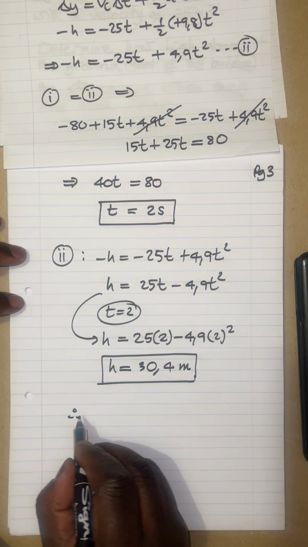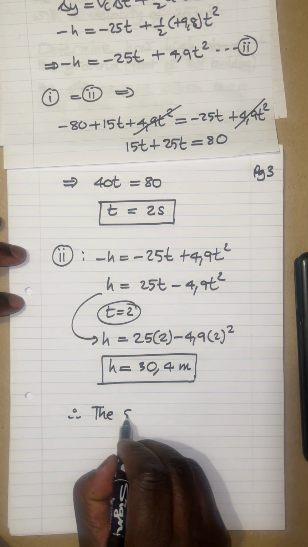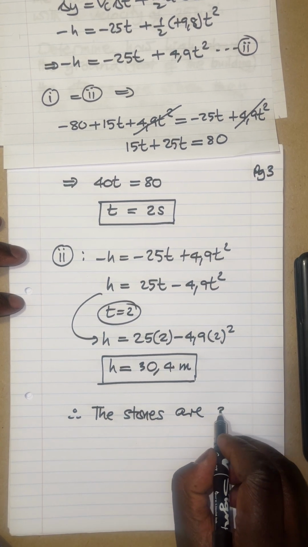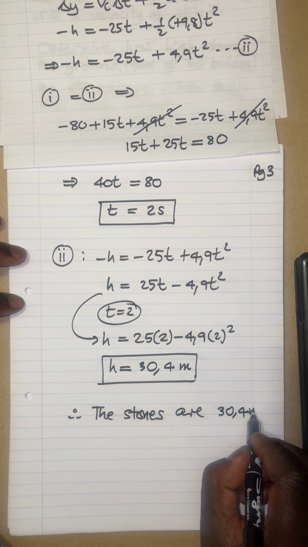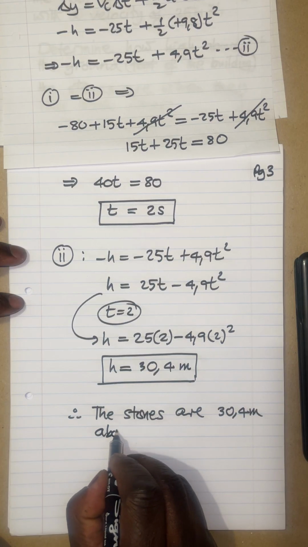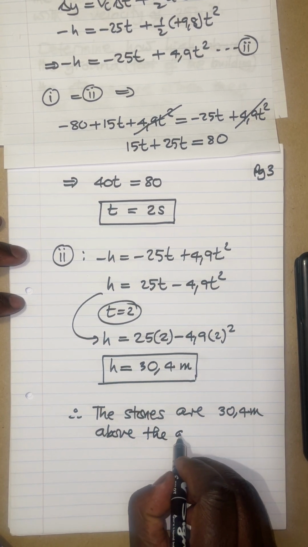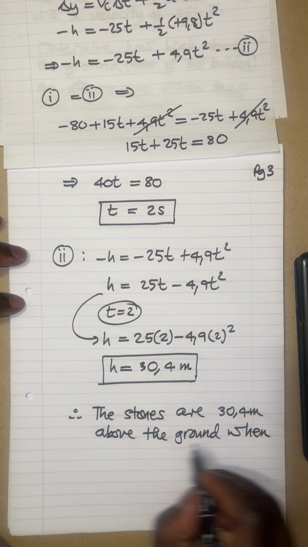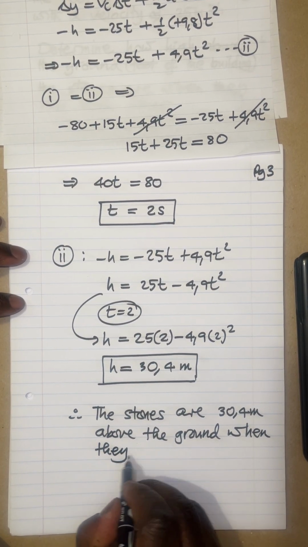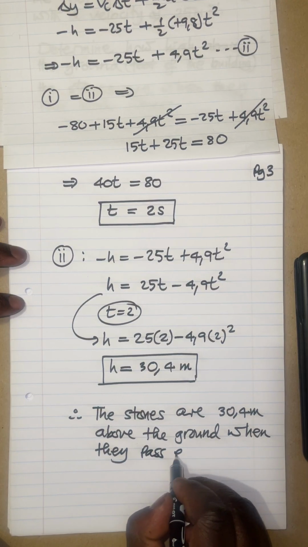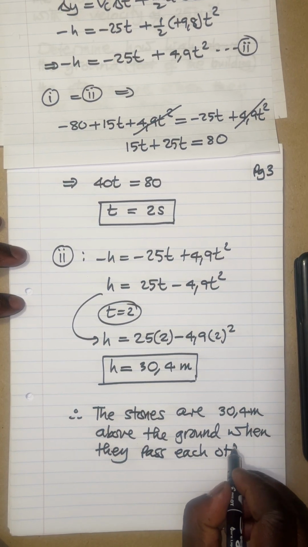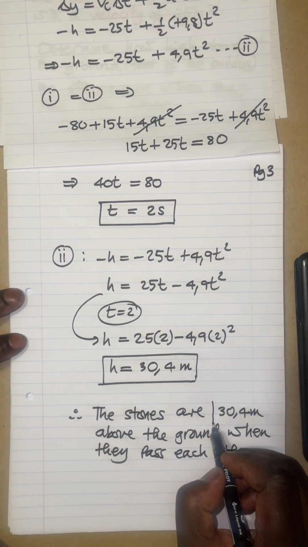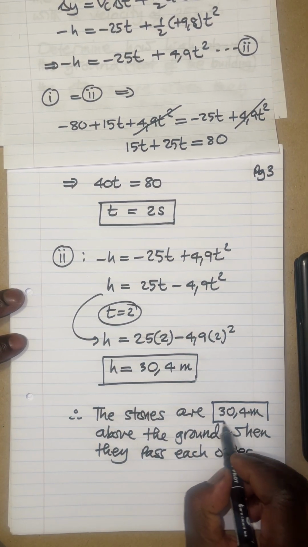The conclusion is, therefore, the stones are 30,4 meters above the ground when they pass each other. That's the way we handle these questions.